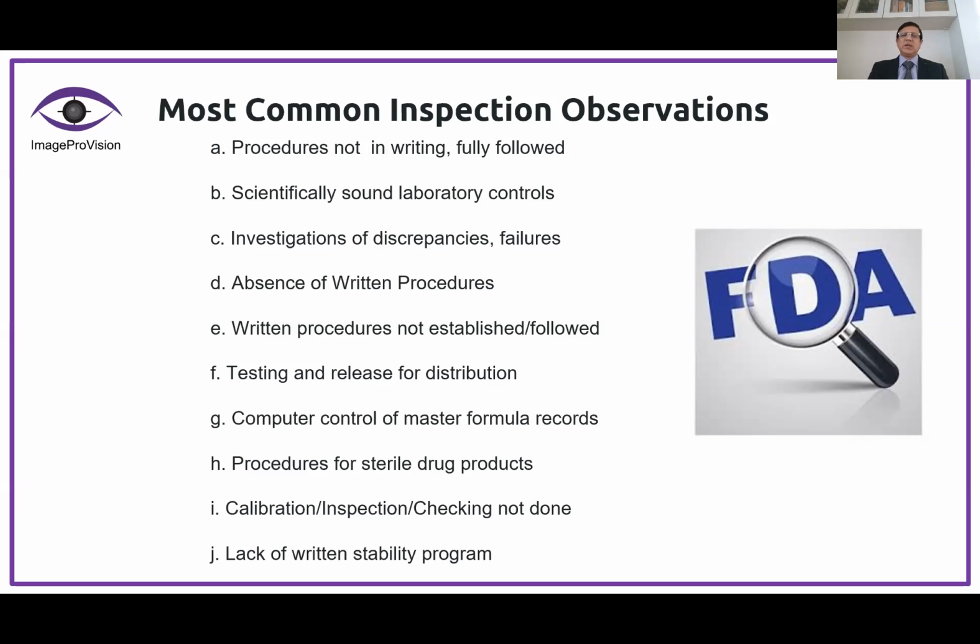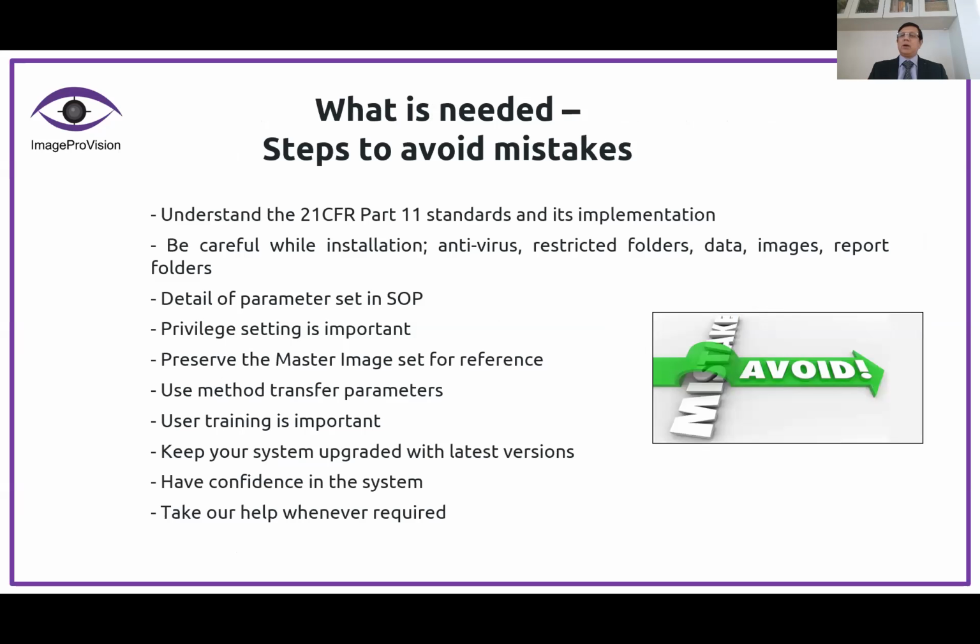All other observations like testing and release for distribution, computer control on master formal record keeping. Most of the common inspection observations, you would find, are simple steps, but sometimes we are not able to follow the simple steps. Now, what we can do in this, as per our experience, is understanding the 21 CFR Part 11 standards. These are the guidelines, but based on your product, based on your equipment, you have to interpret and put the standard in proper manner.